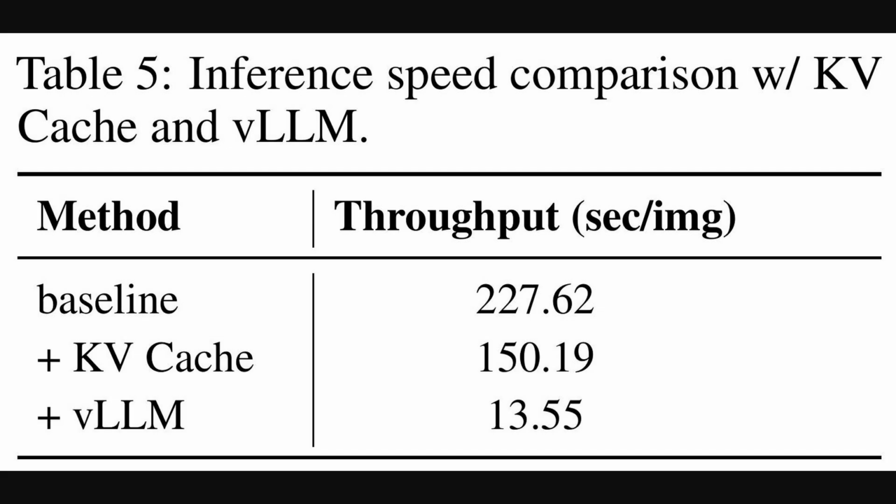Now, generating images autoregressively, token by token, can be slow. So the researchers also looked into speeding up inference. Table 5 here shows some of those results. The baseline inference takes quite a while, almost 228 seconds per image. But by applying techniques like KV cache, which is common in large language models, they cut that down to about 150 seconds. And even better, using VLLM, which leverages things like paged attention, brings the time down dramatically to just over 13.5 seconds per image. That's a huge speed up, showing these optimizations are really effective.